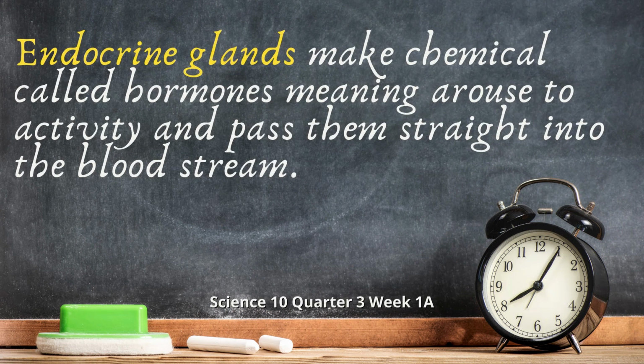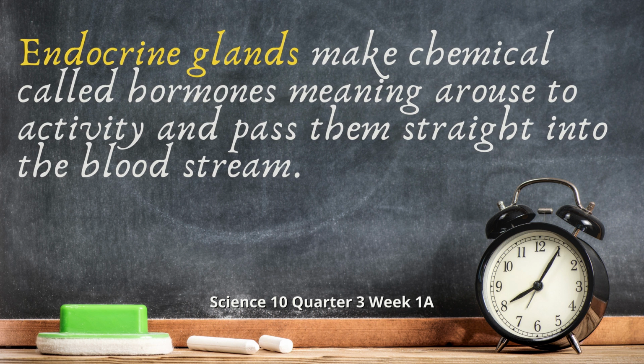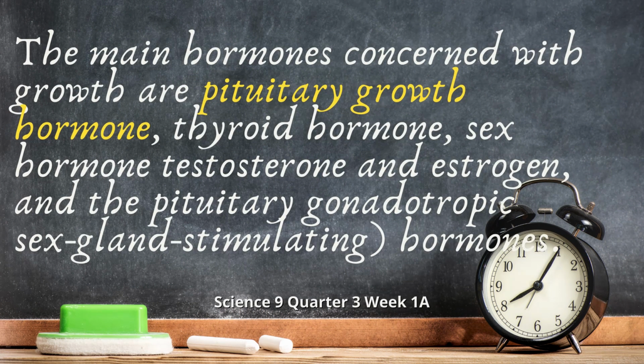Endocrine glands make chemicals called hormones, meaning to arouse to activity, and pass them straight into the bloodstream. They influence or control a wide range of physiological activities such as growth, development, puberty, regulating sugar levels, bone growth, and appetite. The main hormones concerned with growth are pituitary growth hormone, thyroid hormones, sex hormones testosterone and estrogen, and the pituitary gonadotropic sex gland stimulating hormones.